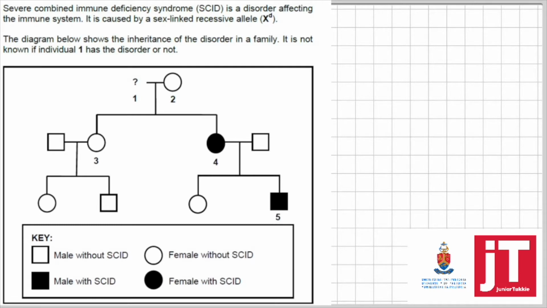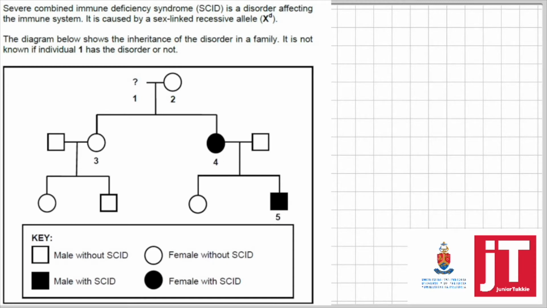Here you can see that in the diagram we're given a number of individuals that are identified: individuals 1, 2, 3, 4, and 5. We get given a key, and it's important for us to reflect on this key as we move through our pedigree diagram. A square that is not colored in is a male without the syndrome. A square colored in black represents a male that has the syndrome, and the same applies to a female, except that the gender is shown by a circle instead of a square.